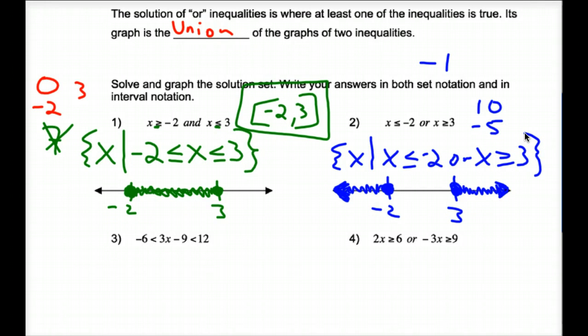Can there ever be an open circle? Yes, if there's no line underneath it. Remember the little line underneath the inequality sign? If it's just less than or just greater than, not the or equal to part, then it would be an open circle.